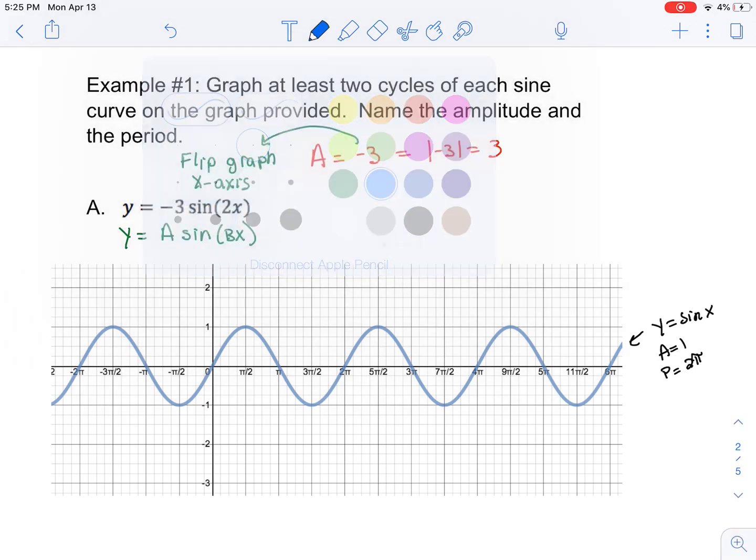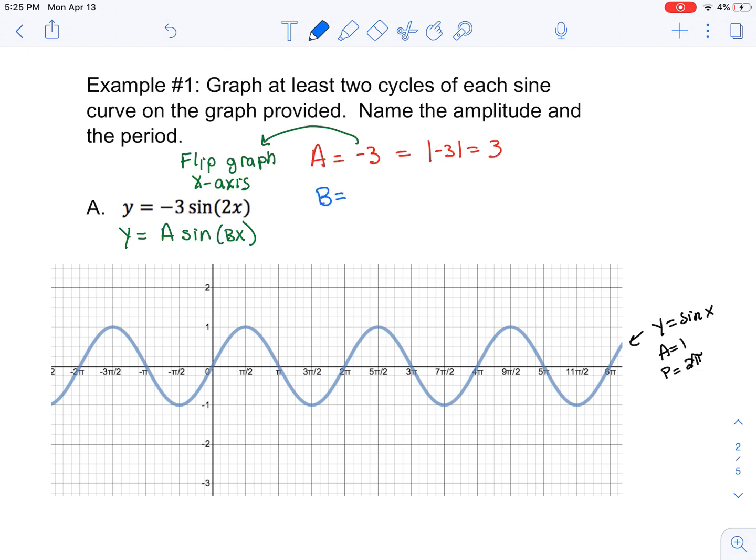We also need to figure out our period. So here my b is equal to 2. My period is equal to 2 pi over b. So my period is really 2 pi over 2, or a period of pi. So it's going to take a length of pi for one cycle to occur. So my amplitude is 3, my period is pi.